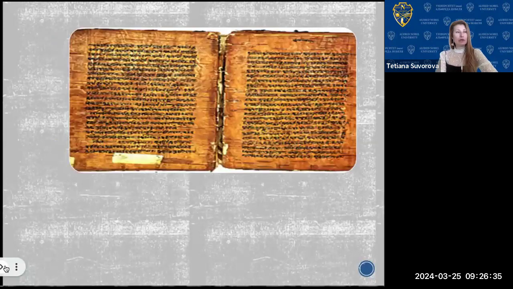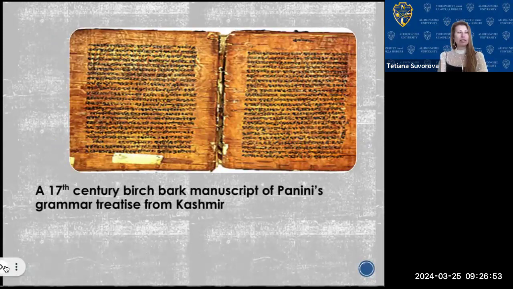So, generally, if it were discovered there, then we could have had a different vision, or maybe not vision, the face of science right now. Okay, so here it is. It was found, the manuscript of Panini's grammar treatise from Kashmir, the 17th century. So it still wasn't found by the Europeans.